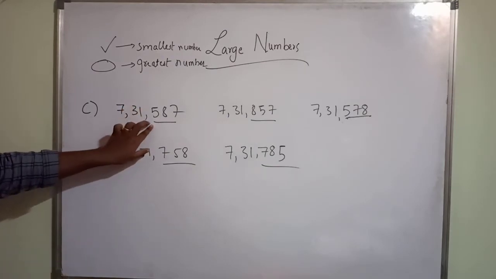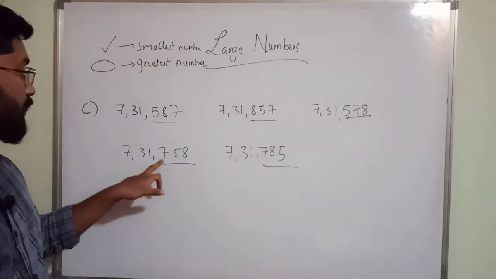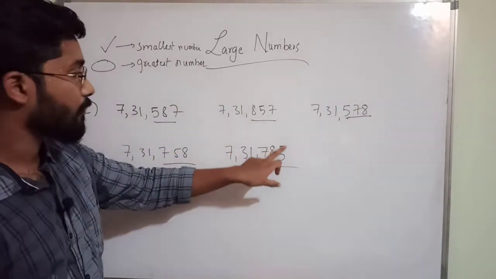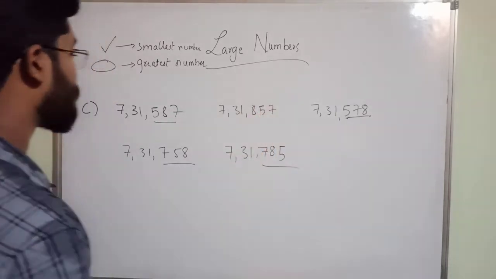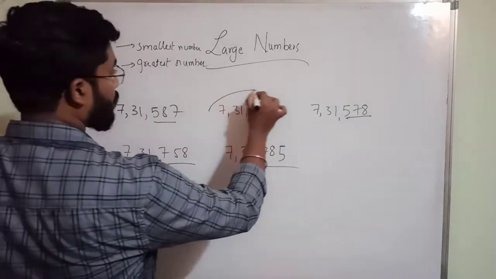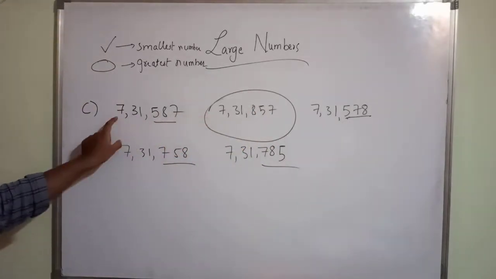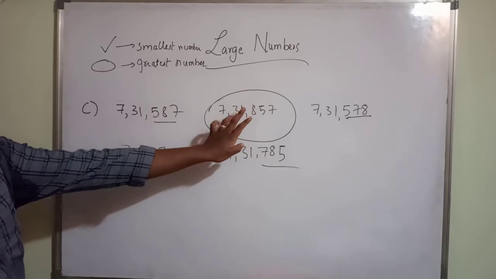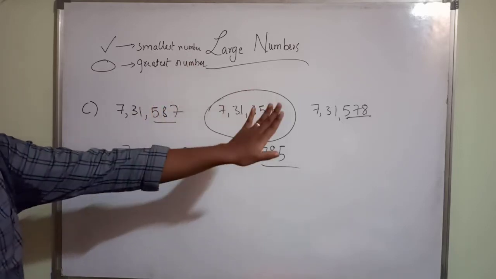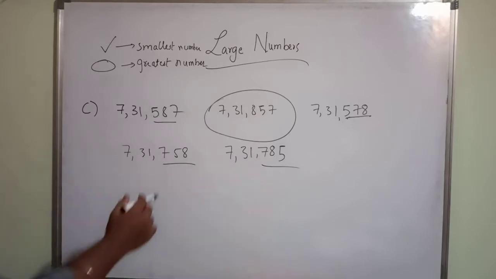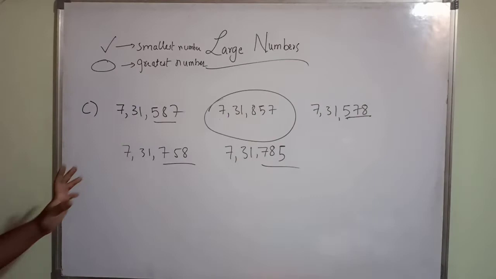587, 857, 578, 758, 785. 857 is the greatest number in all this. So this one is the greatest number, because 7,31,000 is common, but 857 is greater than 587, 578, all this. So ultimately 7,31,857 is the greatest number.